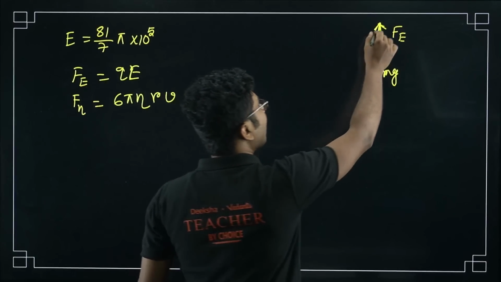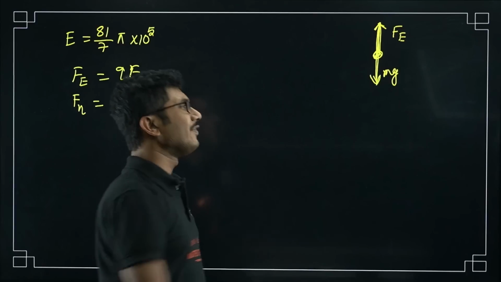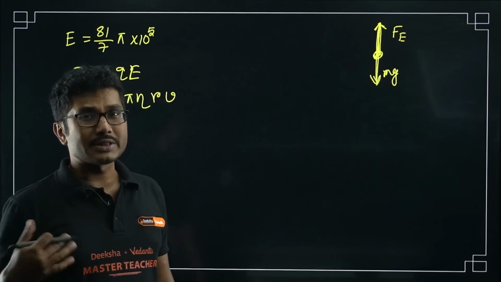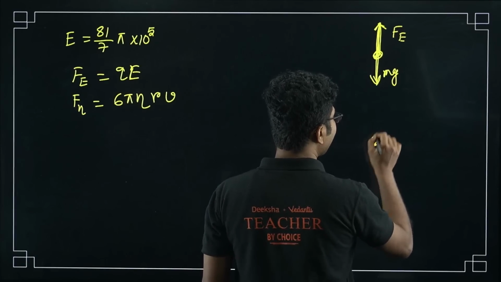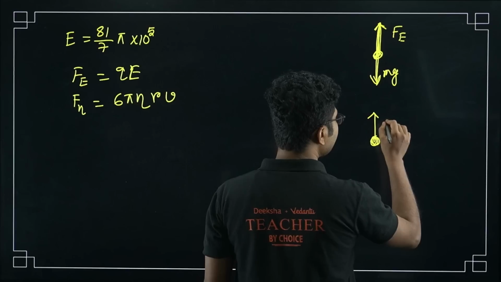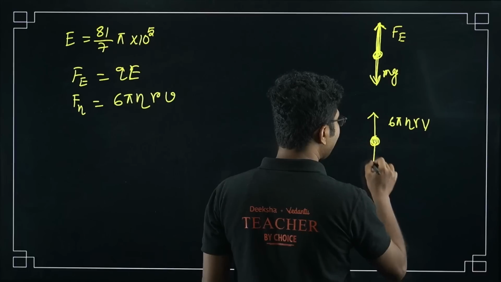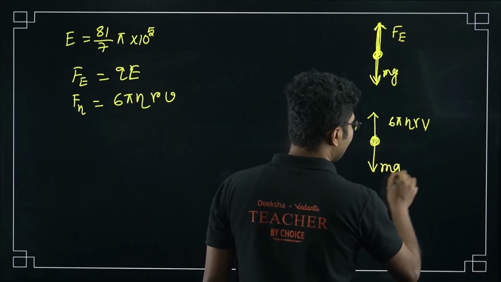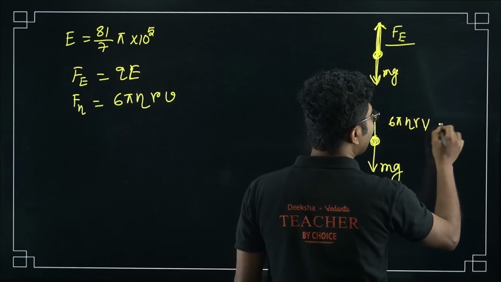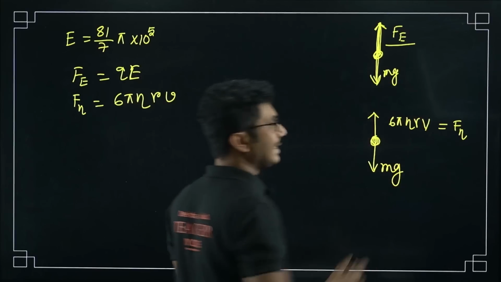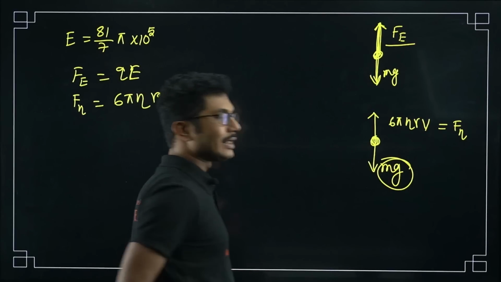Why so? Because the next part is saying that once you switch off the electric field, it is moving with a constant velocity. That means when it is moving with constant velocity, the drag force, that is 6 pi eta rv, is basically balancing its weight. So both of these forces, the electric force and the drag force, are acting upwards, and both of them are basically balancing the same quantity mg.